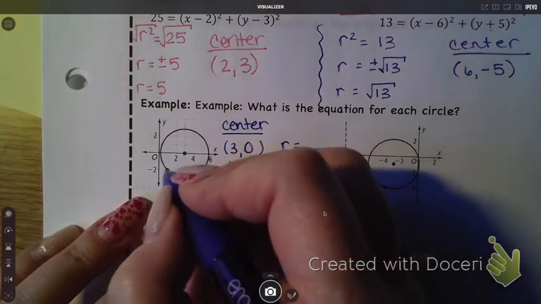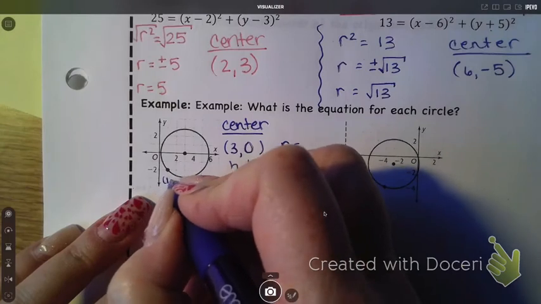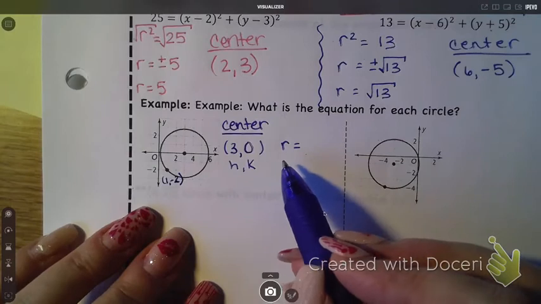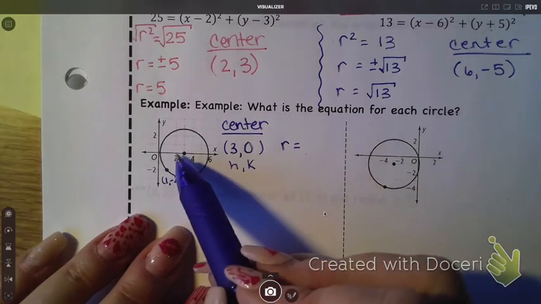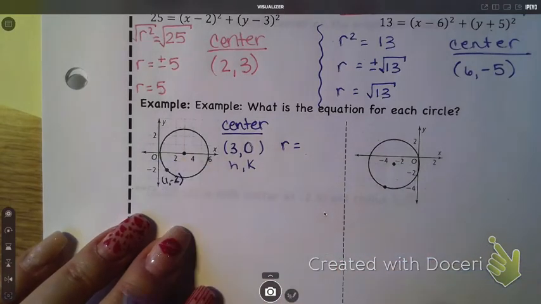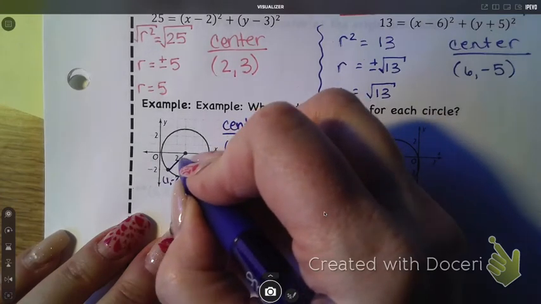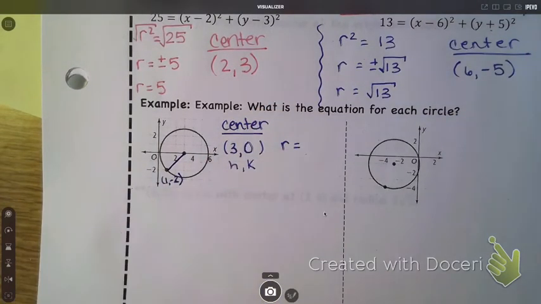That other point is what? 1, negative 2? Yeah. Okay, we're going to need that in a second, because now I need my radius, don't I? Now, does this circle touch 0, 0? No, shoot. Because if it touched 0, 0, could I just count my radius? Yep. But now I got to find my radius, which is the distance from the center of the circle.